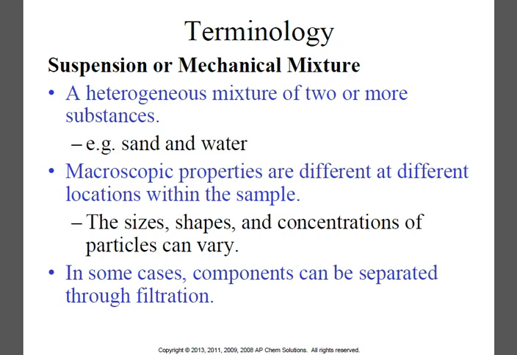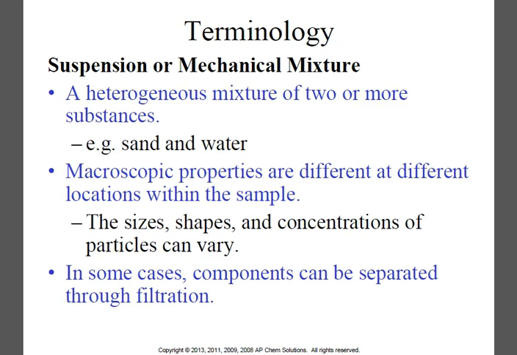One type of solution that kind of has its own category is a suspension, or what may be known as a mechanical mixture. A suspension is heterogeneous. So think of the term hetero meaning different. So in a suspension, you have two different parts of the mixture that do not combine well. For example, sand and water. When you mix sand and water, you know that the sand is going to keep falling to the bottom, giving you two distinct parts of the mixture.